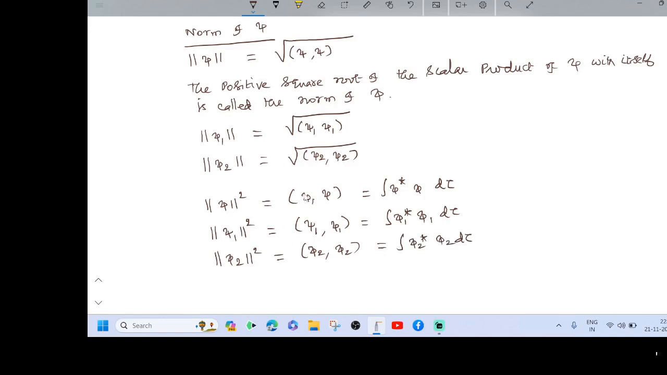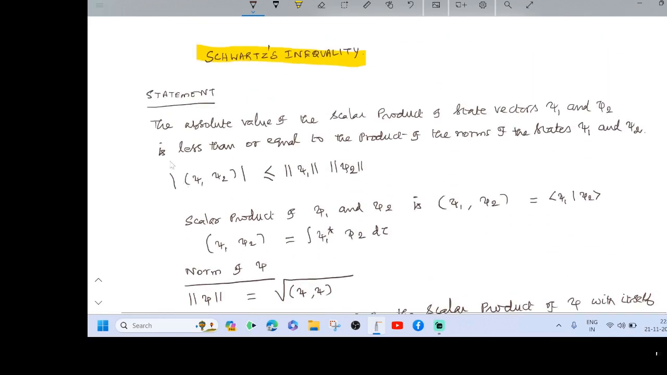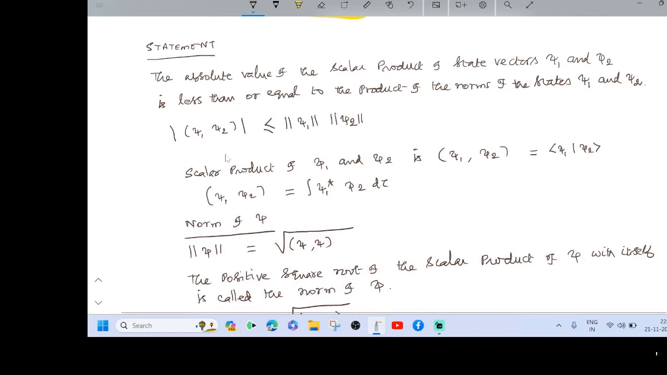These are all the things needed to understand this statement: the absolute value of the scalar product of the state vectors psi1 and psi2. The scalar product of the state vectors psi1 and psi2 is written inside the bracket. Absolute value means we just take the modulus. The absolute value of the scalar product is less than or equal to, this is called an inequality, the product of the norms of the states psi1 and psi2: norm of psi1, norm of psi2. Now we have to prove this statement.